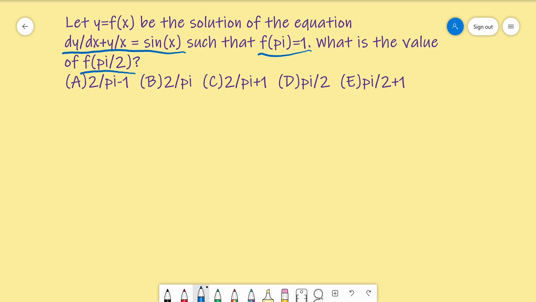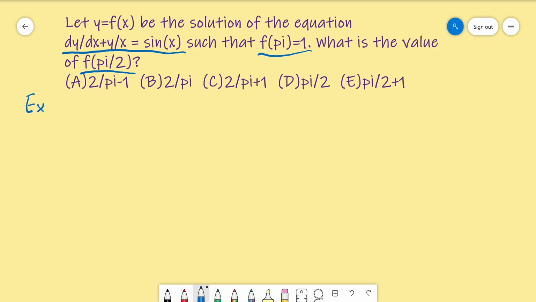Now, this differential equation is not separable. That means that no matter what you do, you cannot get all the x's and dx's on one side and all the y's and dy's on the other side. So what we want to do is check if it's an exact equation. What's an exact equation? I'll just give you a little reminder here.